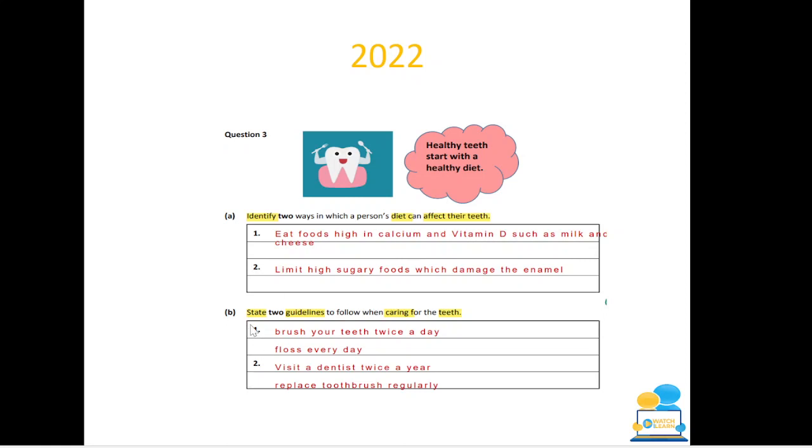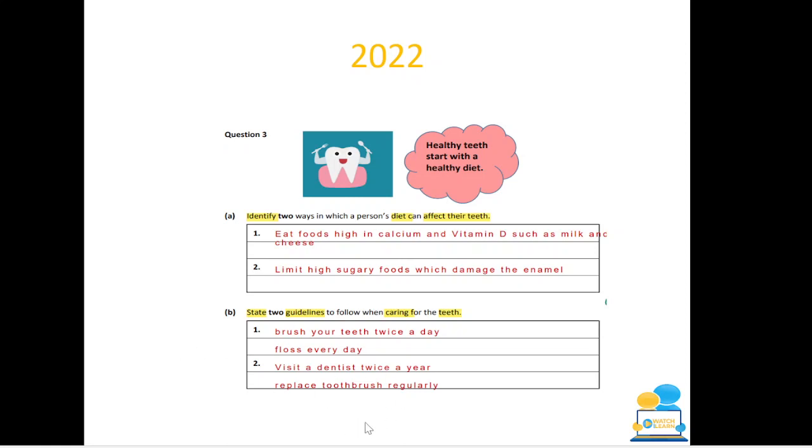The next one here, state. I know that state is going to be a short question again, so it's going to be short and sweet. 2 guidelines, caring for the teeth. So caring for the teeth isn't to do with the diet, so I know the answer is going to pertain to brushing your teeth twice a day, flossing every day, visiting a dentist twice a year, replacing your toothbrush, I think it's every 3 months, okay? So that would be the answers there.